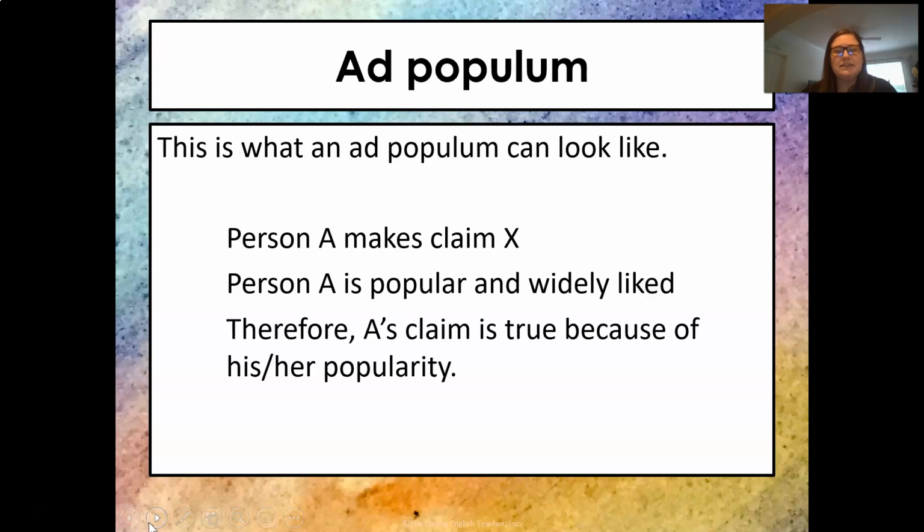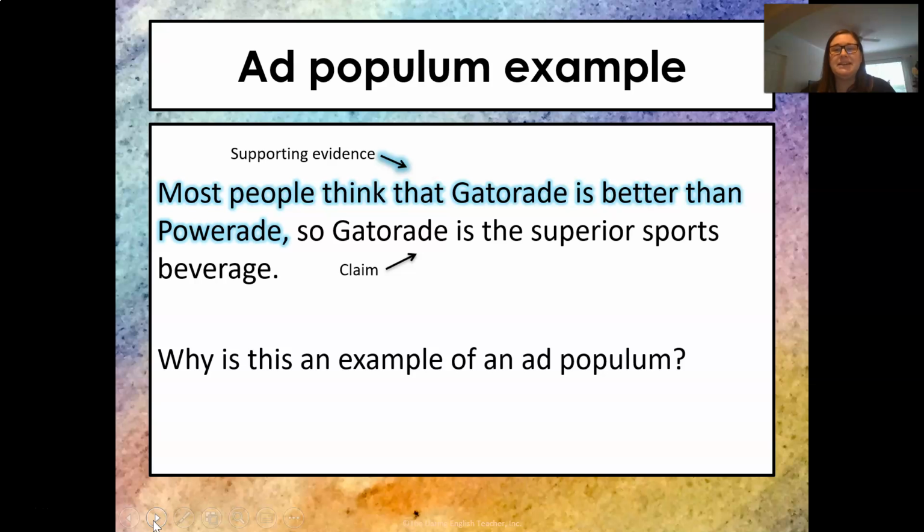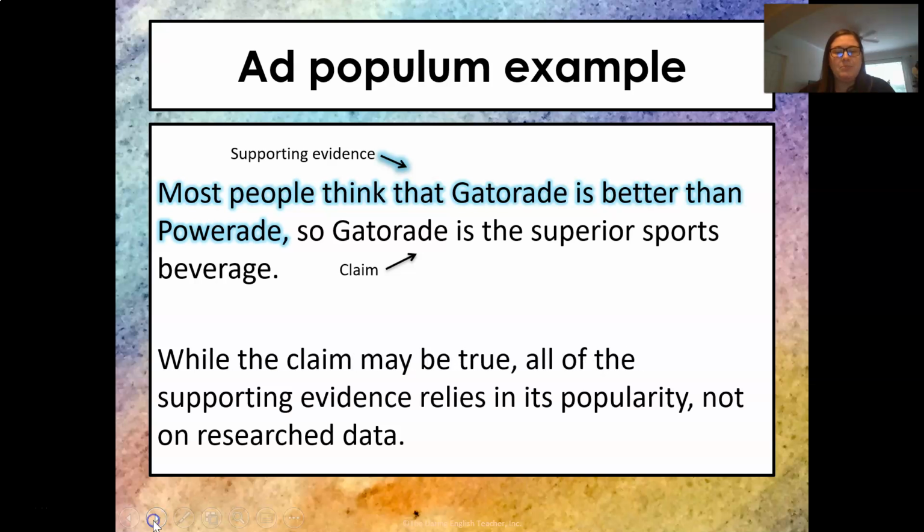Another way to see it is person A, B, C, D, E, F, G make claim X. All of those people are making the same claim, therefore claim X is true because all of these people made it. We learned about this as the idea of the bandwagon appeal in the video on Monday. So for example, most people think that Gatorade is better than Powerade, so Gatorade is the superior sports drink. This is an example of ad populum because the supporting evidence that we're giving is just that most people think that it's true. We're not actually giving a reason why it is true.